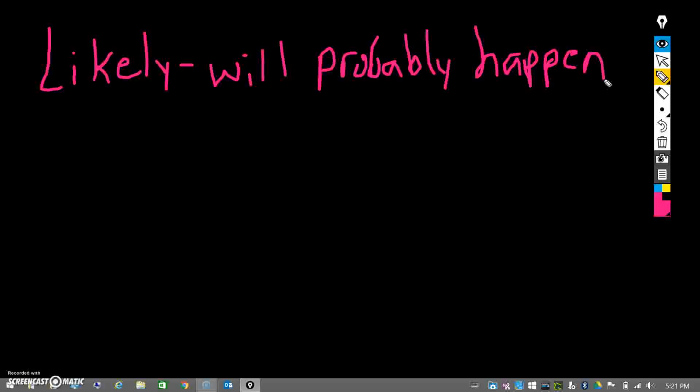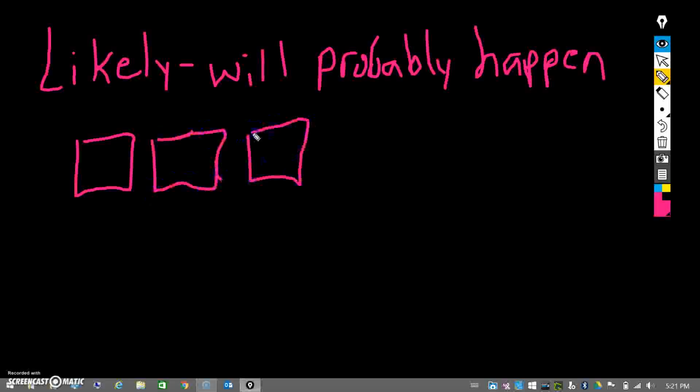So if I've got another bag, and I've got my same 3 pink squares in it, but I also have a yellow square, it's likely that I will pull out a pink square. The reason for this is that you just have a higher chance of pulling out a pink square, because there are more of them. If we look at them, we've got 1, 2, 3 pink squares, and 1 yellow square. So it's likely that we'll pull out one of these.